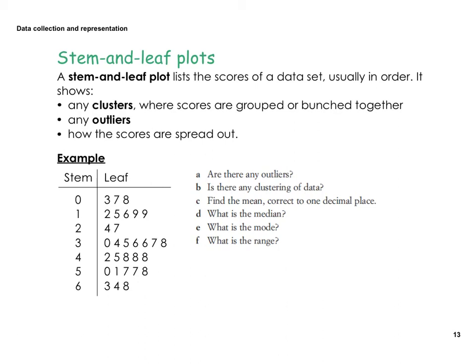Okay, so part A, are there any outliers? Or are there any obvious gaps here? I would say no. Part B, is there any clustering? We can see, particularly around here, there's lots of 30s and there's lots of 40s. So I would say in the 30s and 40s.